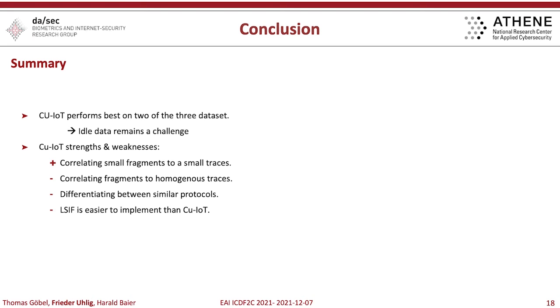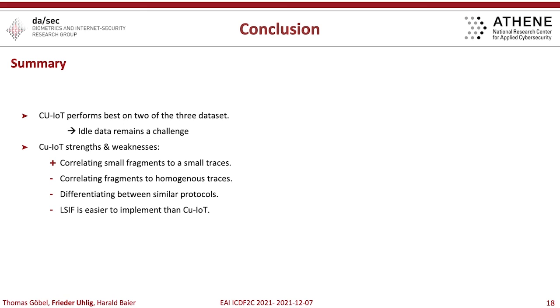Also, regarding CU-IoT's strengths and weaknesses, we were for the first time able to correlate very small fragments of very small traces in active data, not in idle data though. And if these traces are very homogeneous, like we see in idle data, this could still present a problem. This is sort of a slight caveat. Differentiating between similar protocols, same devices remains a challenge even for the other algorithms, but still is not fully developed.